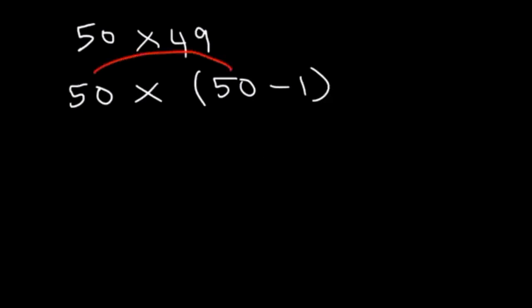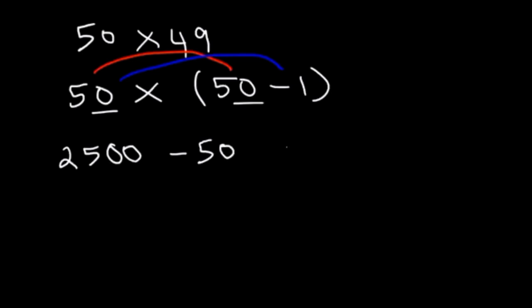50 times 50, how much is that? Well, we know 5 times 5 is 25. All we got to do is add the 2 zeros. So 50 times 50 is 2,500. And then 50 times negative 1, that's negative 50. So 2,500 minus 50 is 2,450.